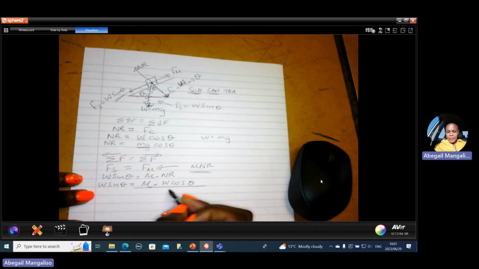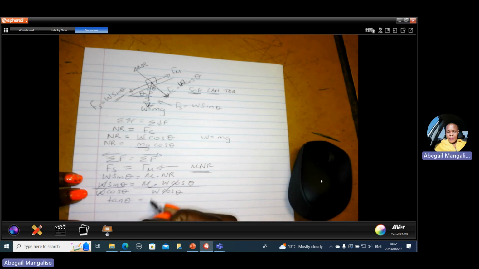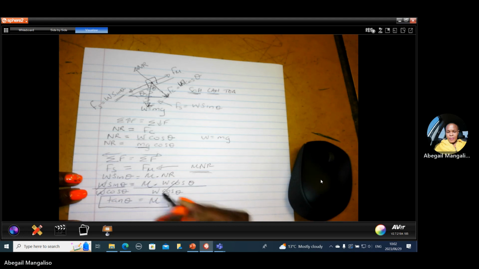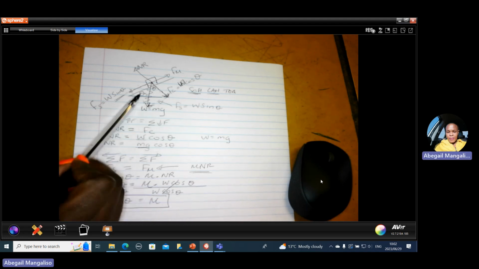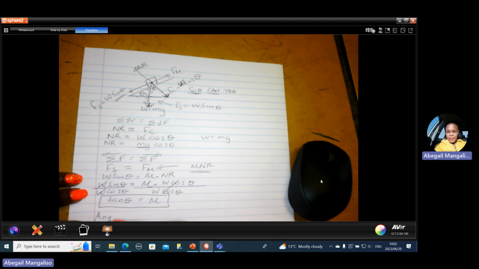So when we divide, it will be W cos on both sides, and W cancels W. What is sine over cos equal to in maths? Sine over cos is equal to tan theta. So tan theta is equal to mu. This theta is the angle of the slope, and that angle is called the angle of rest, or angle of repose, theta.